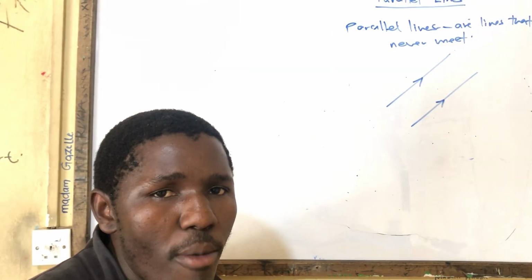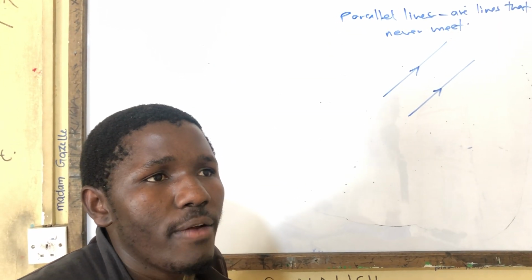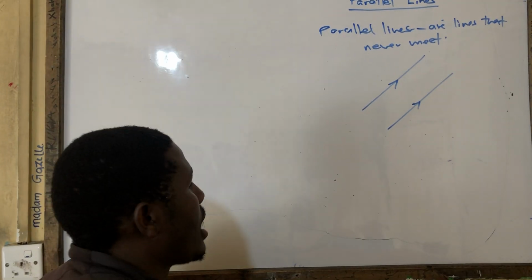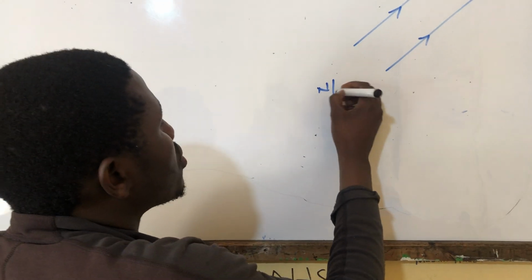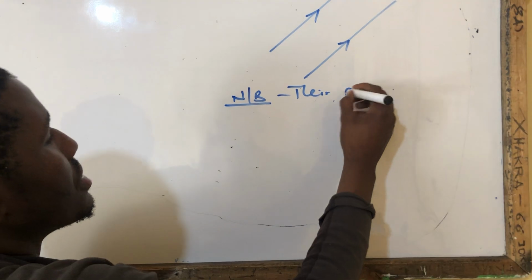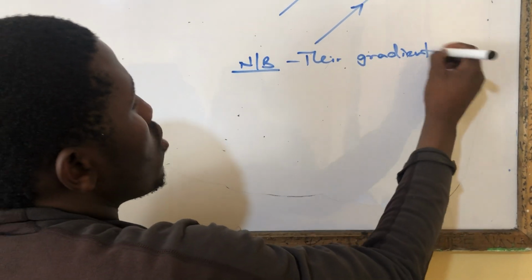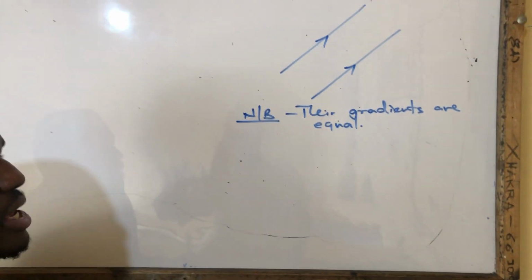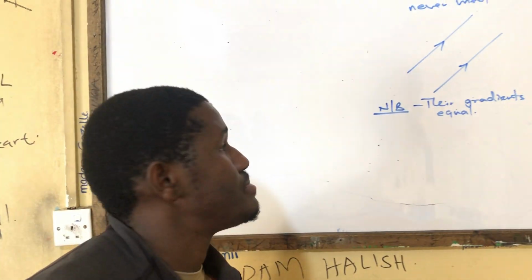What do we need to know about parallel lines? Their gradients will always be equal. And that is the most important thing you need to know about parallel lines. Whenever two lines are parallel, their gradients will always be expected to be equal.